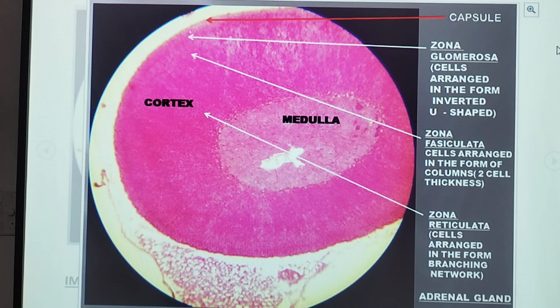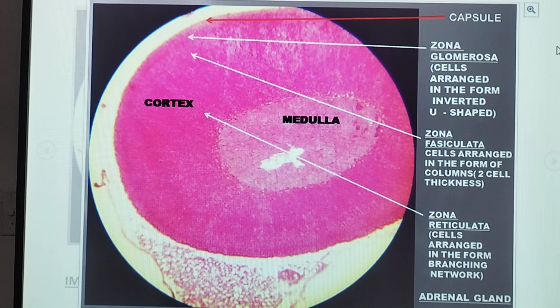Now what you have to see in the zona glomerulosa? In the zona glomerulosa, that is the outermost layer, you will see the cells are arranged in the shape of an inverted U. I will show in the next slide a higher magnification where you can appreciate the cell arrangement in the form of an inverted U shape. Here also you can find that the cells are arranged in the form of an inverted U shape. So that is zona glomerulosa.